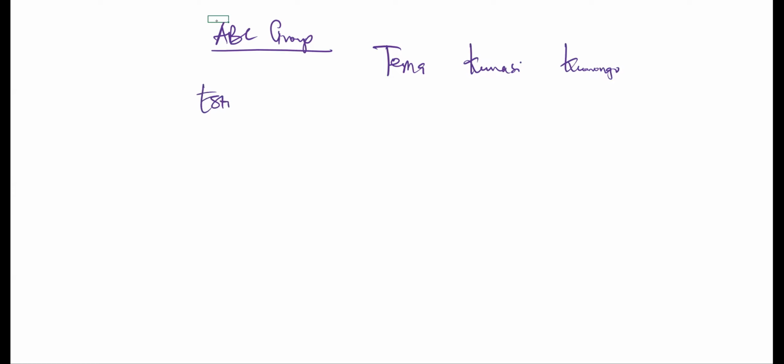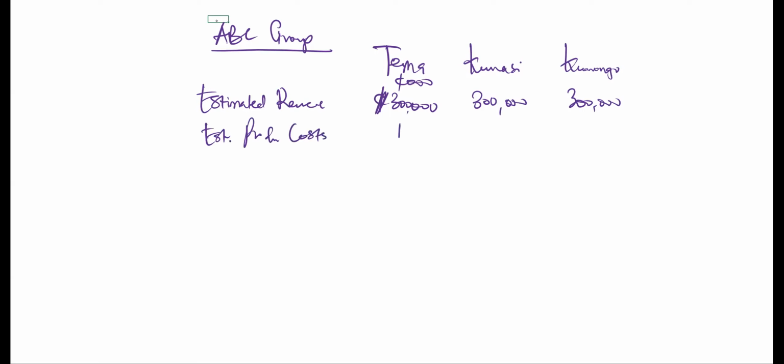So let's say this is ABC Group, and they want to come and establish a factory, a manufacturing facility in Ghana. They plan to set up in Tema, or Kumase, or Onongo. This is the estimated revenue that they plan, let's say 30 million, they are working in thousands, or let's say 300 million worth of revenue. And the estimated production costs are 100 million or so, which will be the same wherever they want to establish.